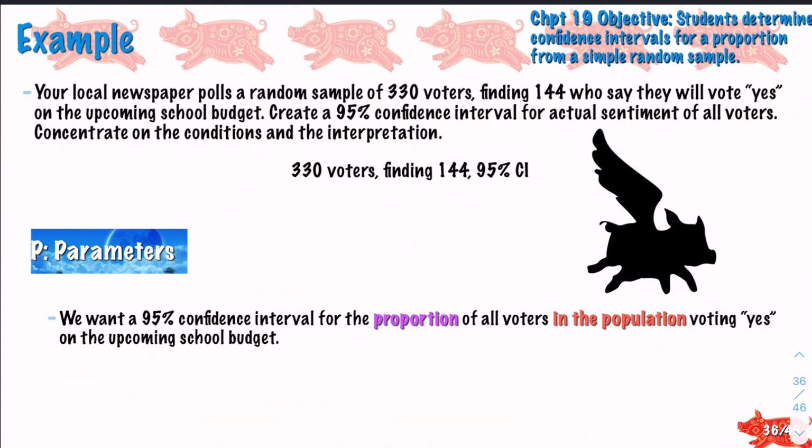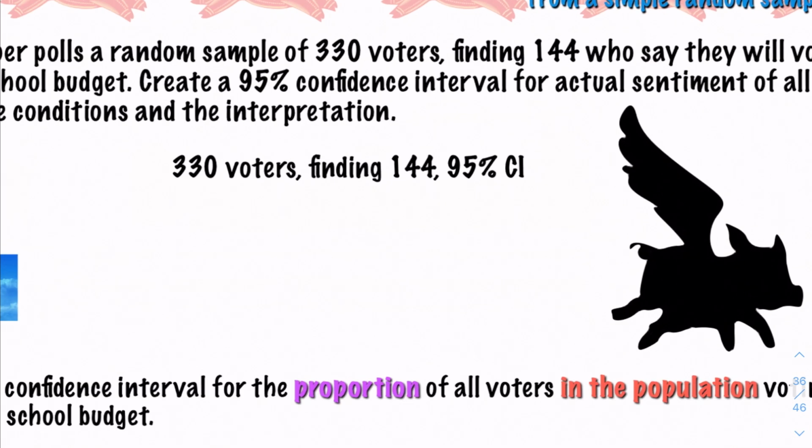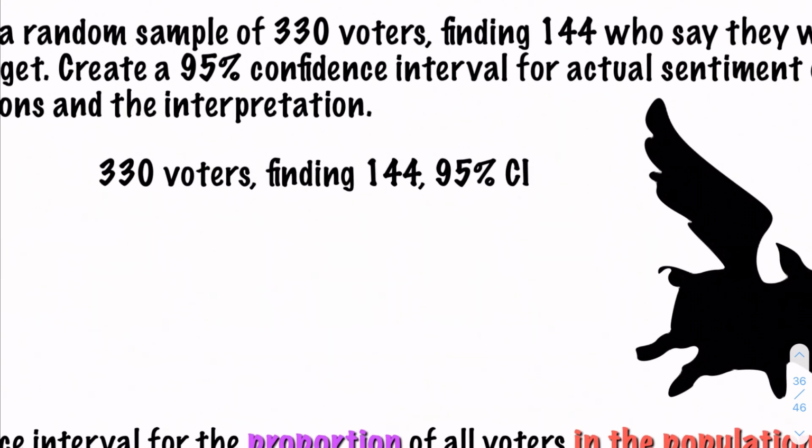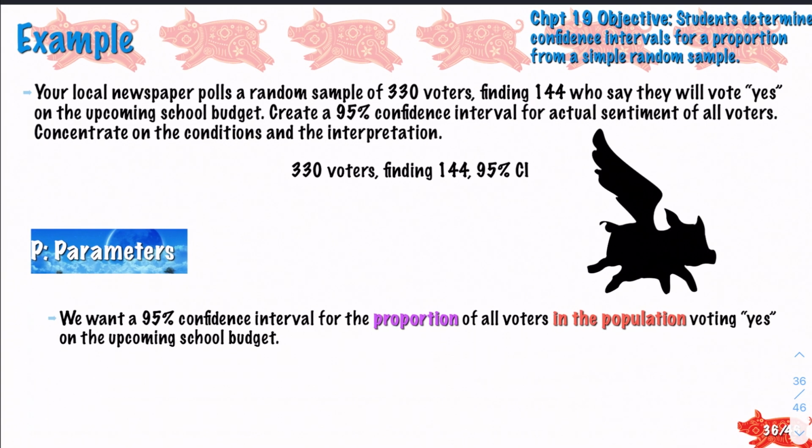So let's do one example, and then we'll close out the notes. Your local newspaper polls a random sample of 330 voters, finding 144 who say they will vote yes on the upcoming school budget. Create a 95% confidence interval for actual sentiment of all voters. Concentrate on the conditions and the interpretation. Okay, so what do we know? 330 voters, finding 144, 95% confidence interval.